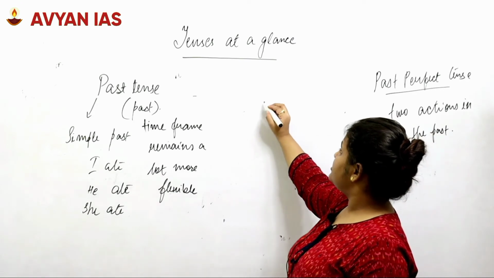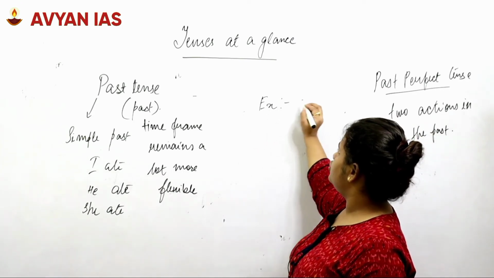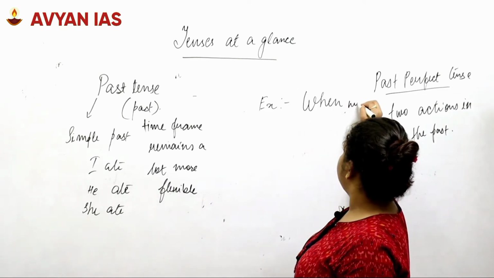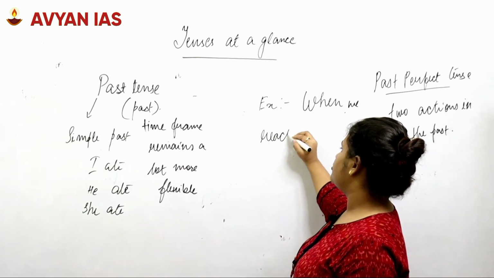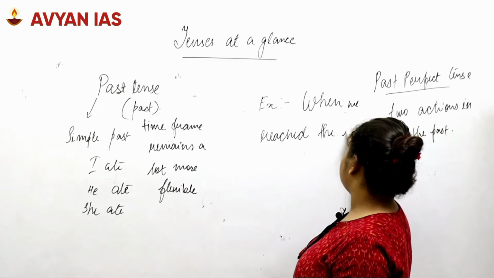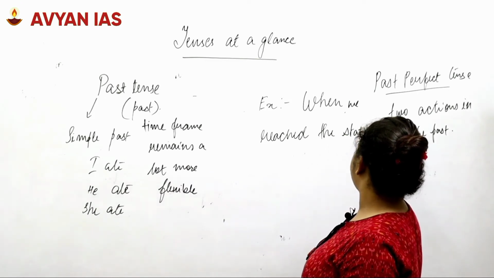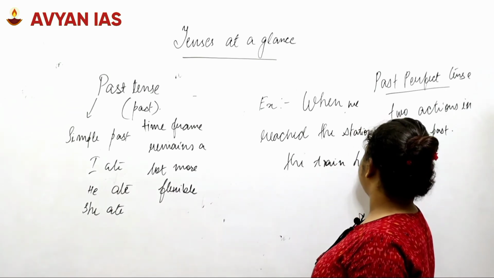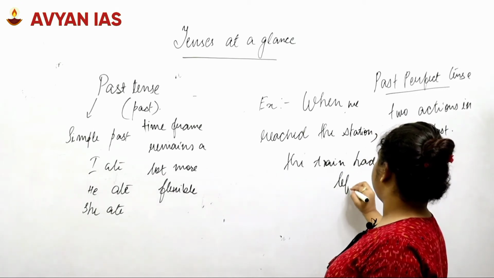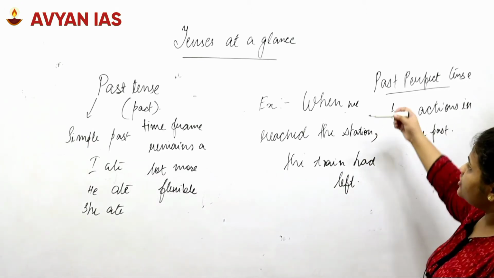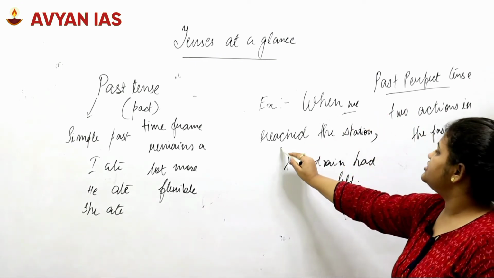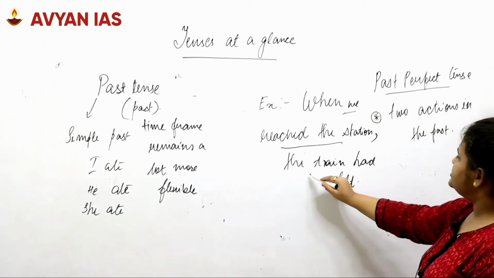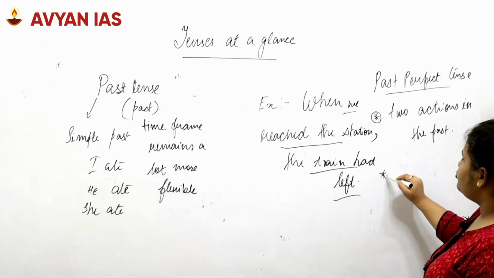So for the past perfect tense, let us take this example and understand what it would look like. When we reached the station, the train had left. So as you can see, there are two actions happening. When we reach the station, this is one part of the action, and the other part of the action is the train had left. This is another part of the action.